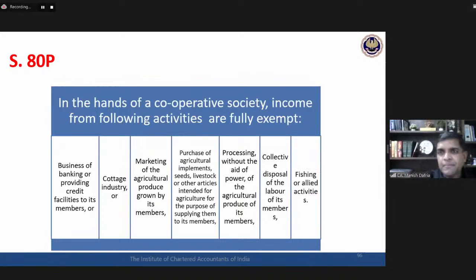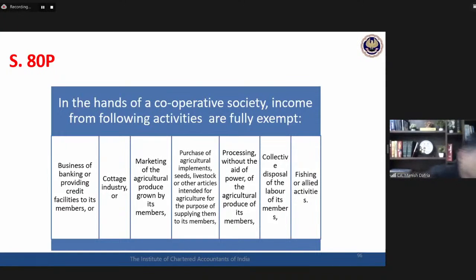Last in the series, fishing or allied activities. Now this is a fishermen's cooperative society. So we have talked about farmers cooperative society, laborers cooperative society, credit cooperative society, cottage industry cooperative society, and then this fishing cooperative society. Any cooperative society earning income by way of fishing or allied activities, that income is also fully exempt. So the first case of this section 80P, these 7 different types of activities run by a cooperative society, income earned from these 7 activities is fully exempt in the hands of the cooperative society.